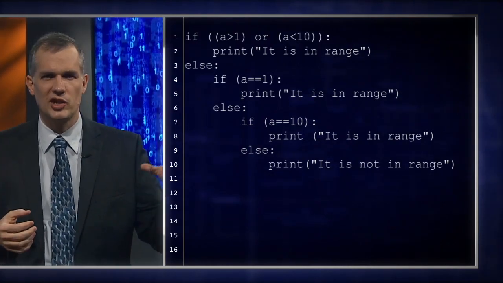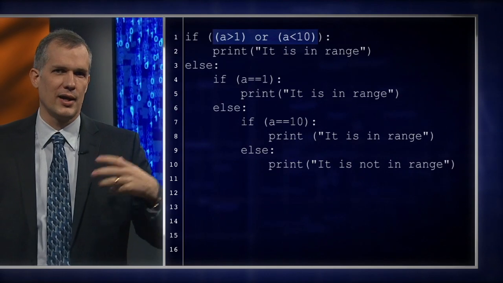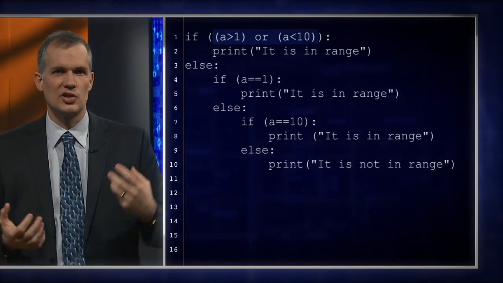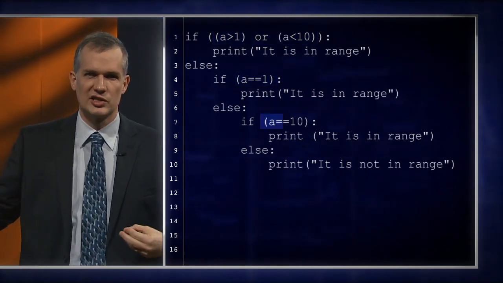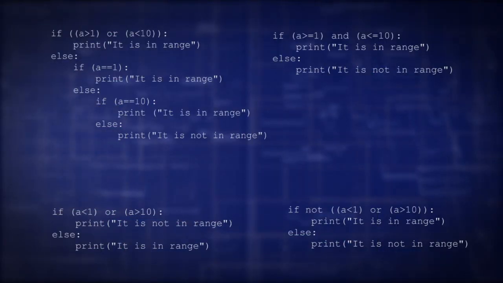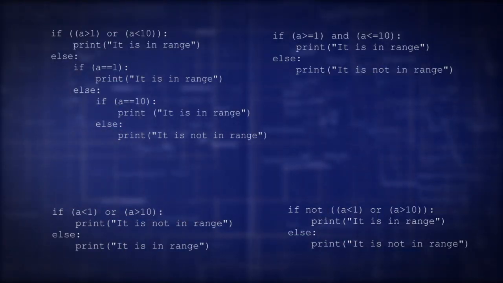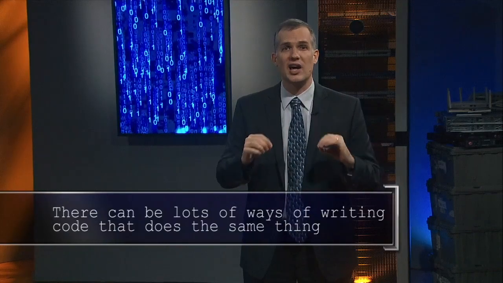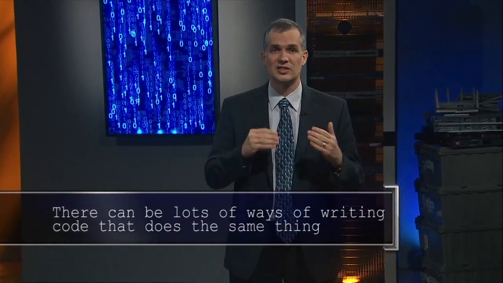In this case, we check for numbers greater than 1 and less than 10 first, and then we check to see if it's equal to 1, then if it's equal to 10. Ugh! Well, my point in showing you 4 different ways to do the same thing is to make one key point. There can be lots of ways of writing code that does the same thing. Some of that code is simpler and easier to understand, but it all has the same effect.